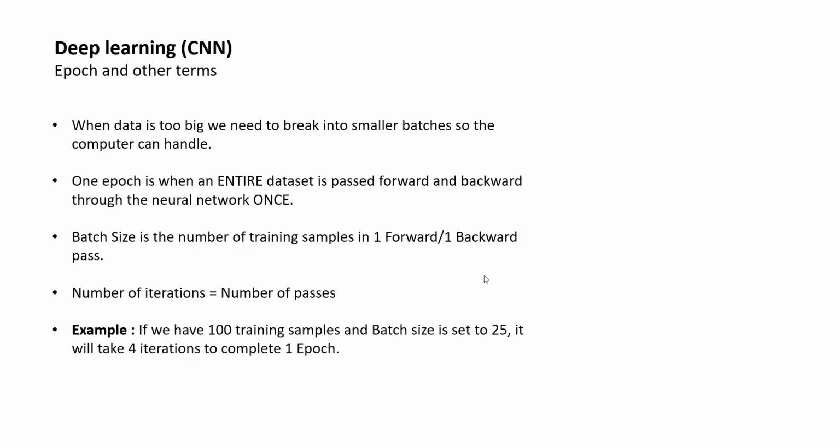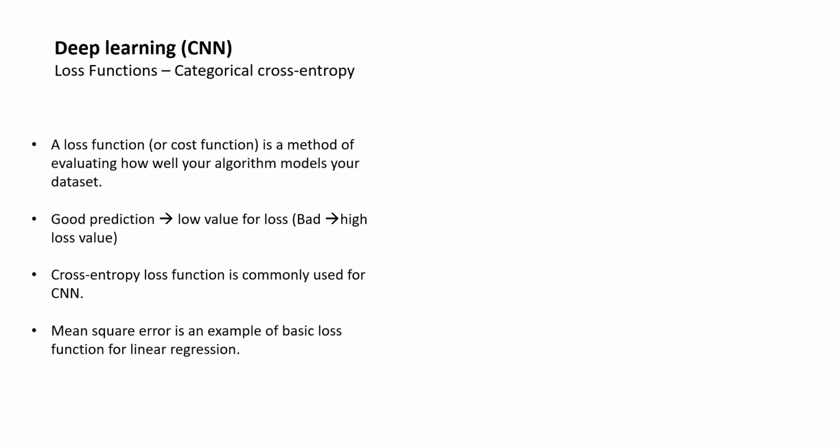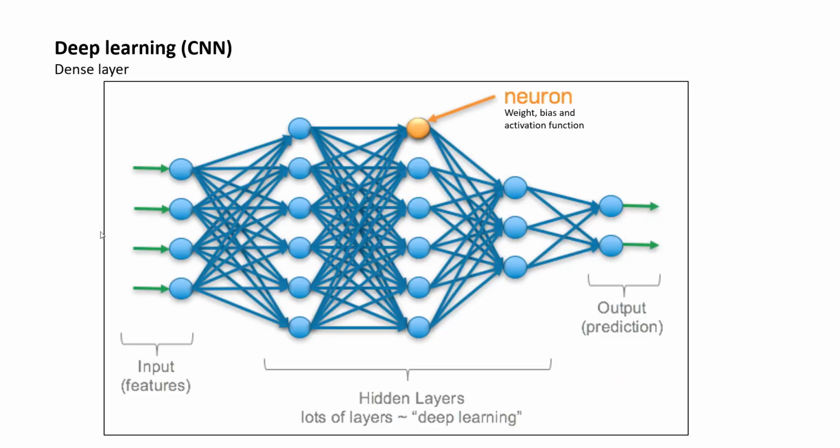Let me introduce a few other terms and then we should be done, I promise. Epoch and other terms. When data is too big, when you have thousands and thousands of images, we cannot just load everything into the computer at the same time, which means we need to break it into smaller batches so the system can handle it. One epoch is when an entire data set is passed forward and backward through the neural network. When the data is going from this step to the next step to the next step, this is called feed forward. It's going in the forward direction.